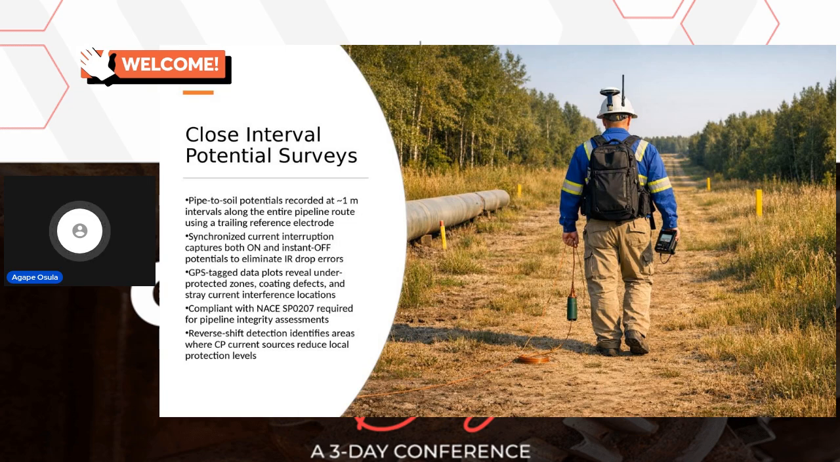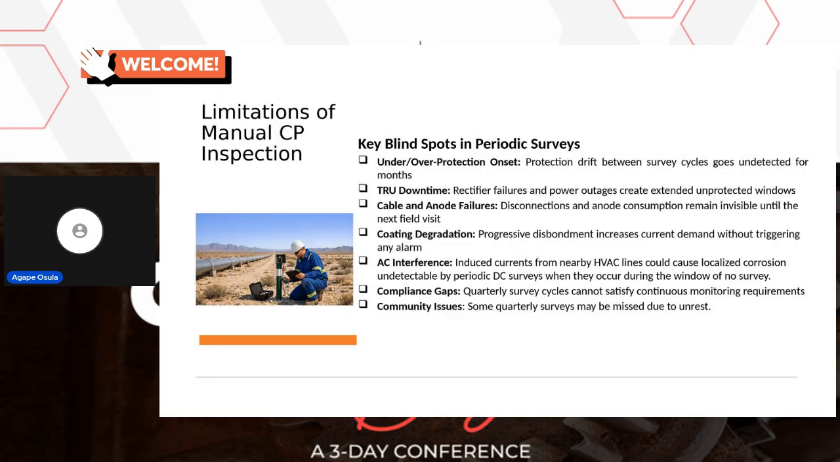Okay, so with this we can discover anomalies, right? We can see where there are issues. We can begin to say, okay, based on these issues, what should we do? And then we can make repairs where that is. Now, of course, because this CIPS survey is a manual process, there are blind spots.